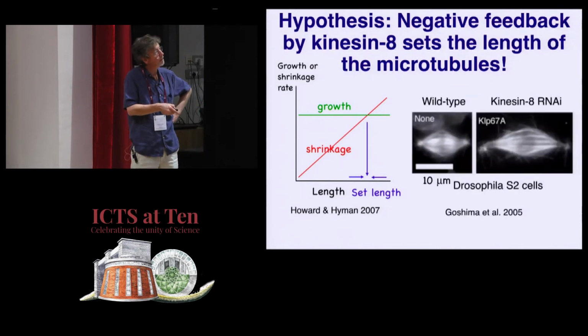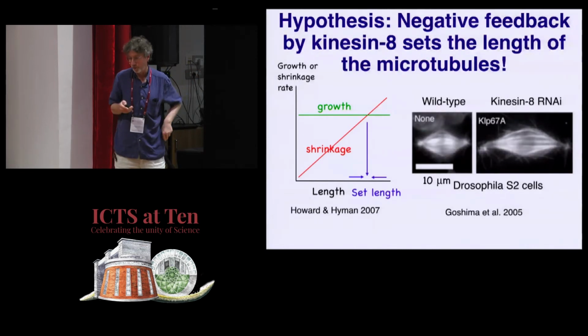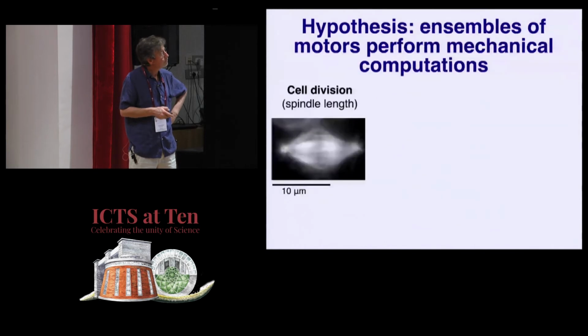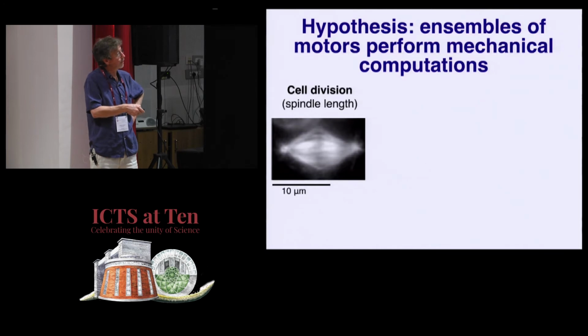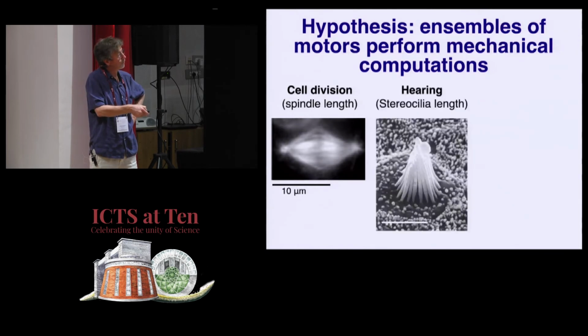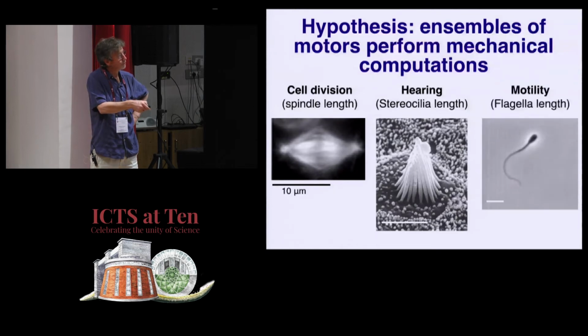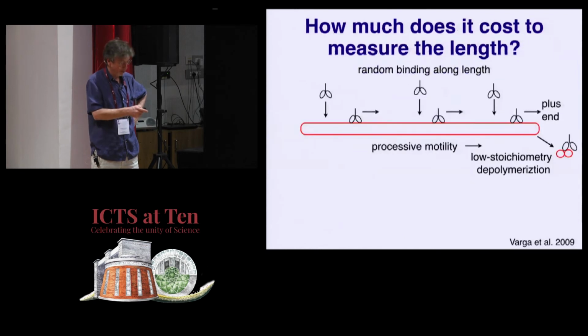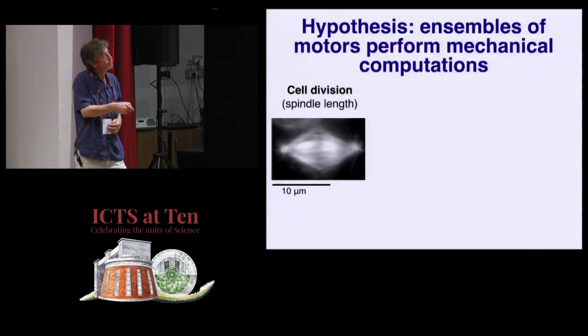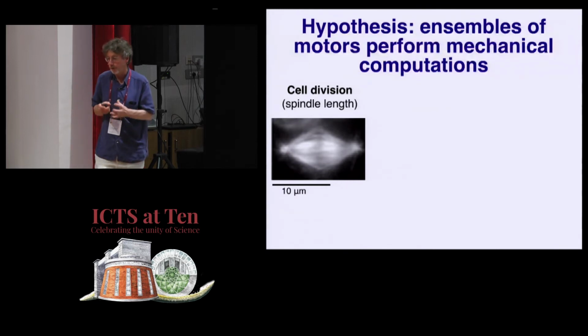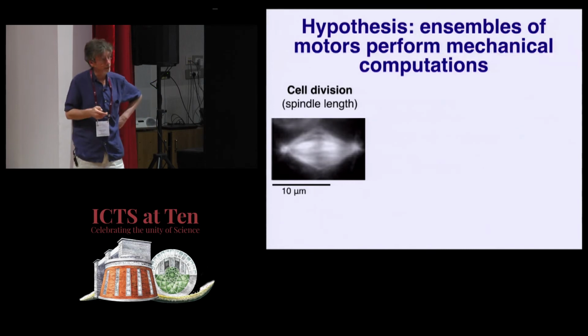And so this is our idea for how this motor can play this role in regulating the length of the mitotic spindle. And we think that this is a general mechanism that can explain the length of the mitotic spindle, but also the length of hair cells, and also the length of cilia as well. And so the idea is that these motors can perform these mechanical computations in order to calculate the sizes of things.